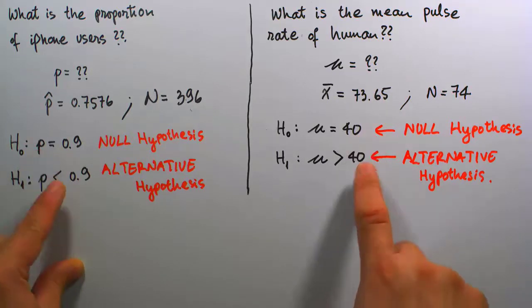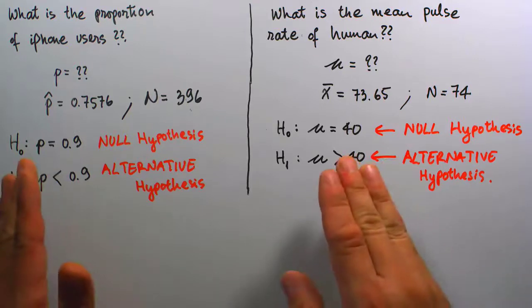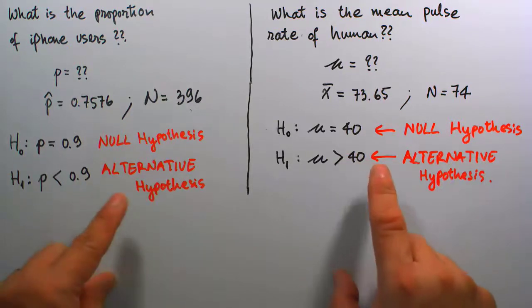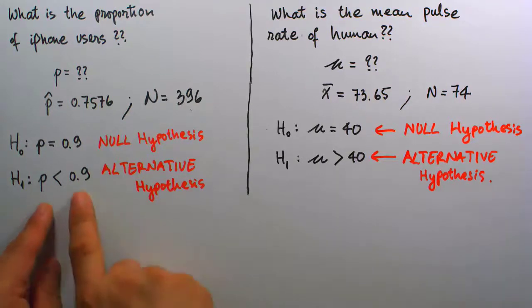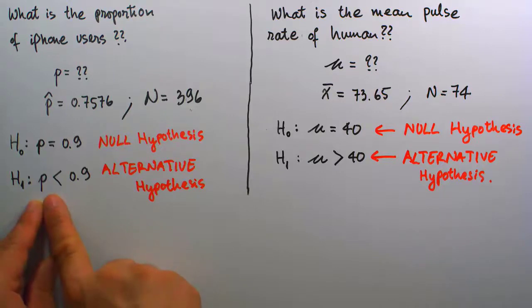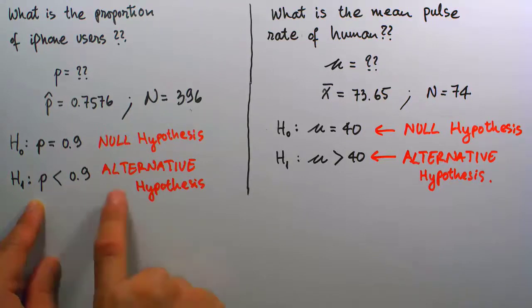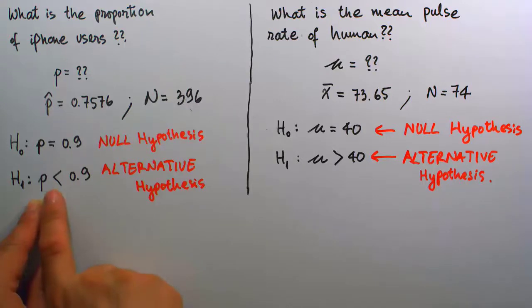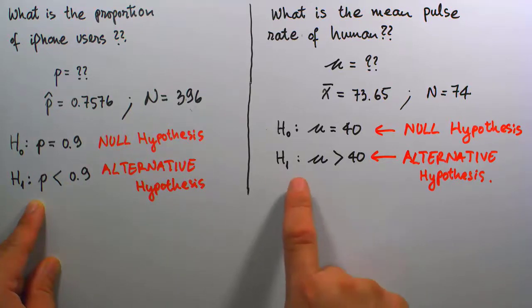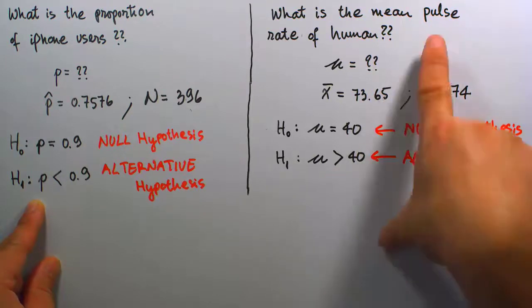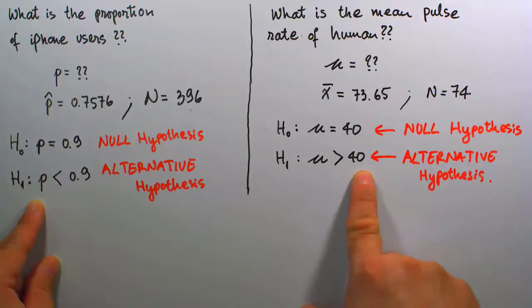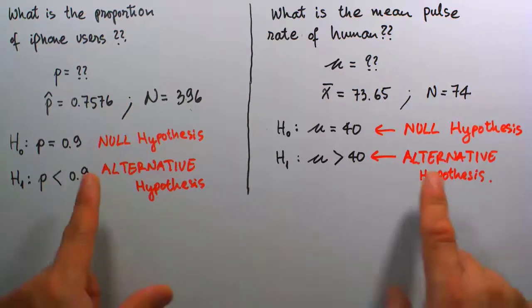But once we disagree, then we want to be a little smarter by claiming a different zone of values rather than pointing out another value where people can attack us again. And so here we're going to more wisely claim that the population proportion of iPhone users should be generally below 0.9, or that the population mean pulse rate of humans should be generally above 40. And so that's how it is.